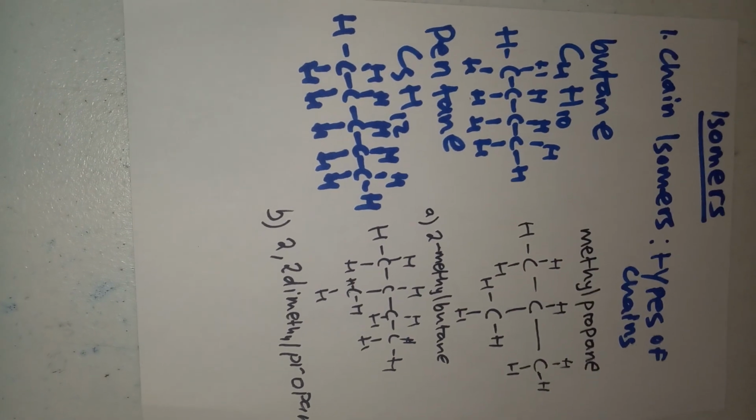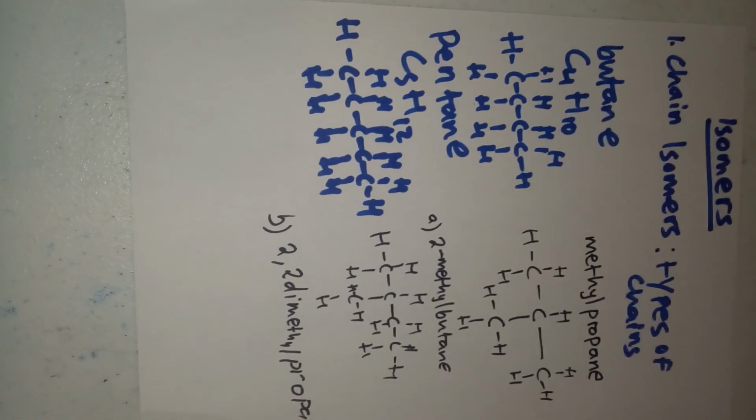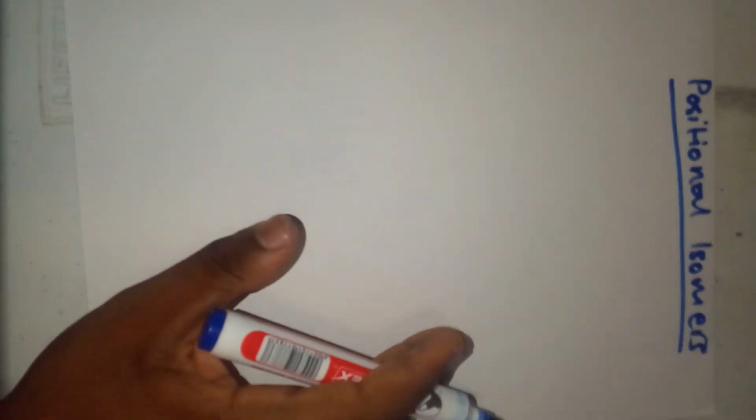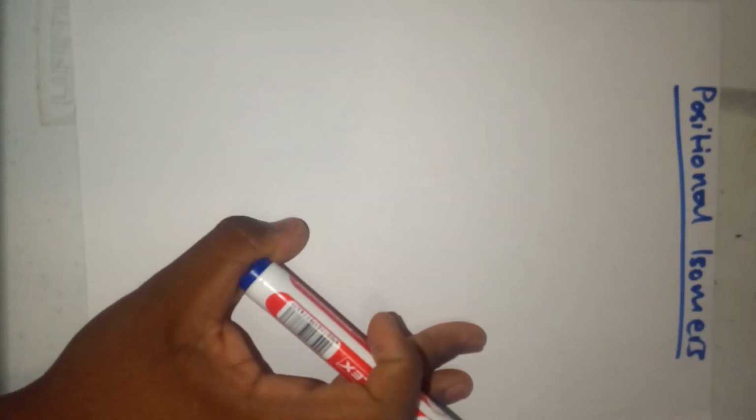Let's go to positional isomers. These are molecules with the same molecular formula. You see, the definition is the same on the first line. Molecules with the same molecular formula, but the functional group has a different position on the parent chain. So molecules with the same molecular formula, but with substituents or functional groups in different positions of the parent chain.